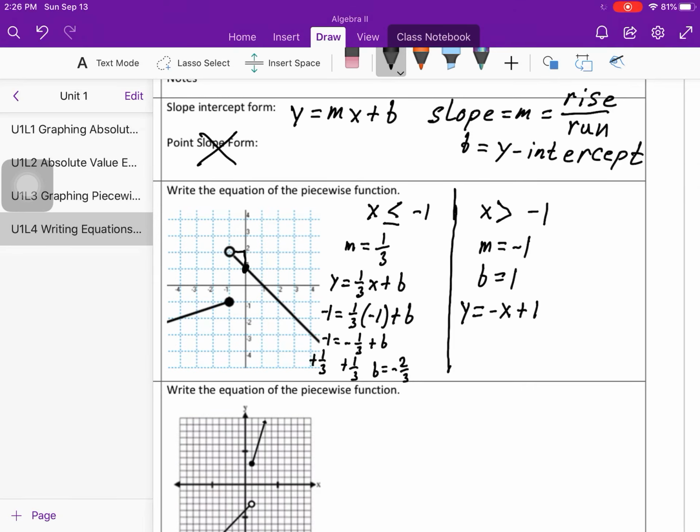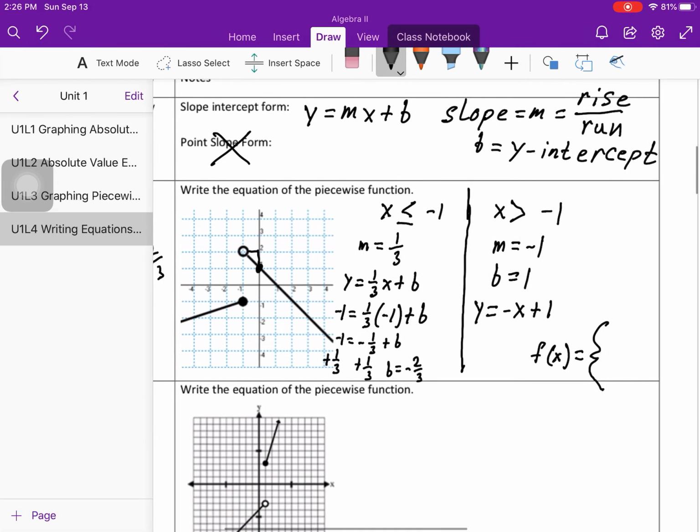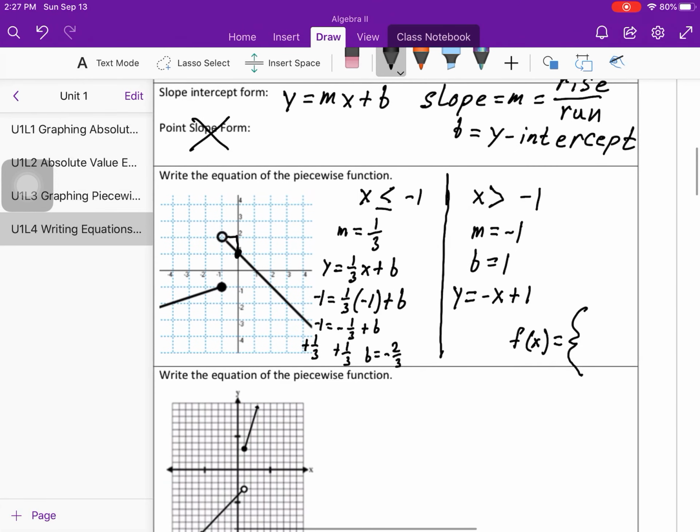So now all we have to do is write it as a final answer in the proper form. So we do f of x, which is the same as y. There are two equations here. So for the top one, we will do 1/3 x minus 2/3. And then what we do is just put a little comma.